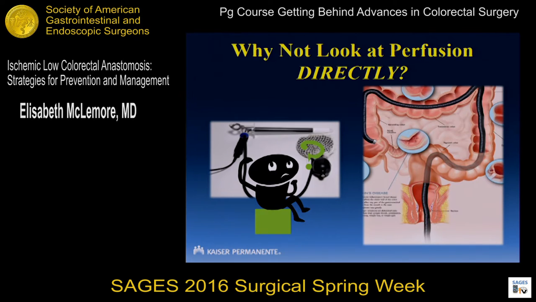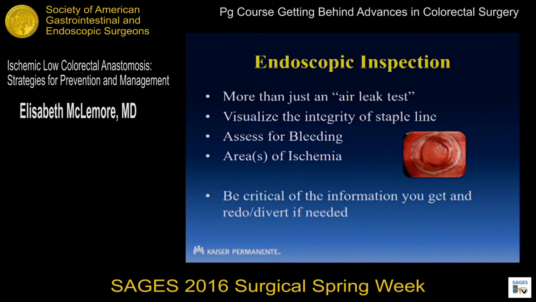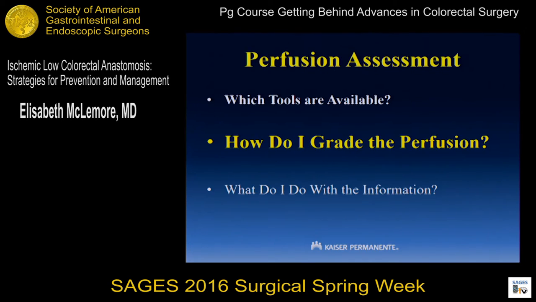Why should we instead look directly with our endoscopes in the OR? We talked about earlier that most of us have CO2 colonoscopes in the OR, and I think largely because of this reason, we know that we can see better and intervene if there's any findings of bleeding with an endoscope in the OR. So it's more than just an air leak test. You're really looking at that proximal and distal perfusion above and below your staple line. And you really need to be critical, not prayerful, about the information that you find.